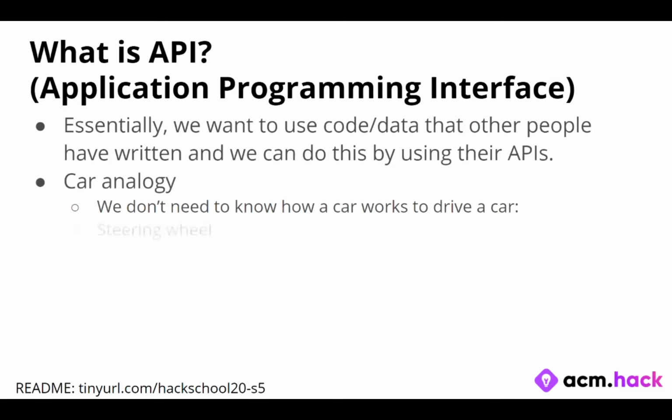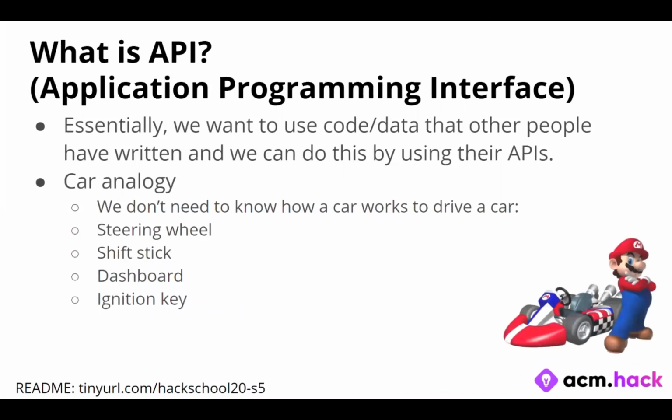All you need to know is how to use a steering wheel, how to use the shift stick, how to read the dashboard, and how to use the ignition key. You don't need to know how the wheels are turned by the axle and the engine drives the axle, or what happens when you turn the ignition key, how it turns on the engine. What you need to know is how to drive the car. And that's what an API is.